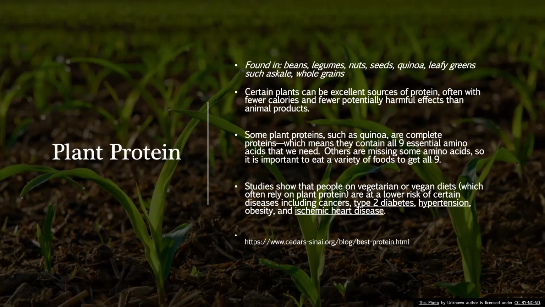Studies also show that people on vegetarian or vegan diets, which often rely on plant protein, are at a lower risk of certain diseases, including cancer, type 2 diabetes, hypertension, obesity, and ischemic heart disease. And as you can see, I pulled this directly off of cedarsinai.org. So I didn't make this up. This is true. You can research it yourself. But we've been misled to think that we need our protein from meat, and that's not necessarily the case.